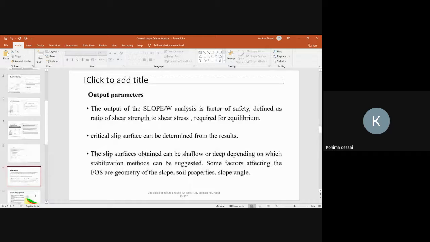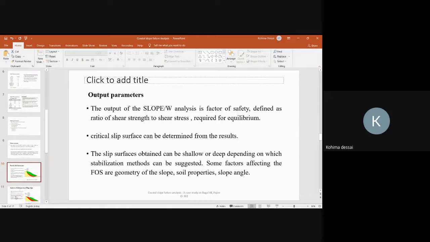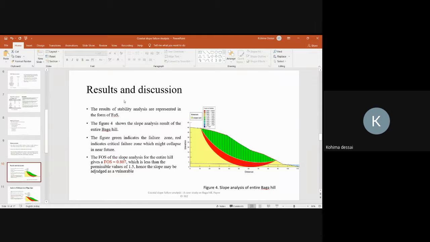After modeling and the analysis, two output parameters were obtained, that is the factor of safety and the critical slip surface. If the factor of safety was less than one, the slope was said to be unstable. The slip surfaces which were obtained can be either shallow or deep, depending on which the stabilization methods can be suggested. So this was the first result we got after the analysis. First we had done the analysis of the entire Baga Hill.